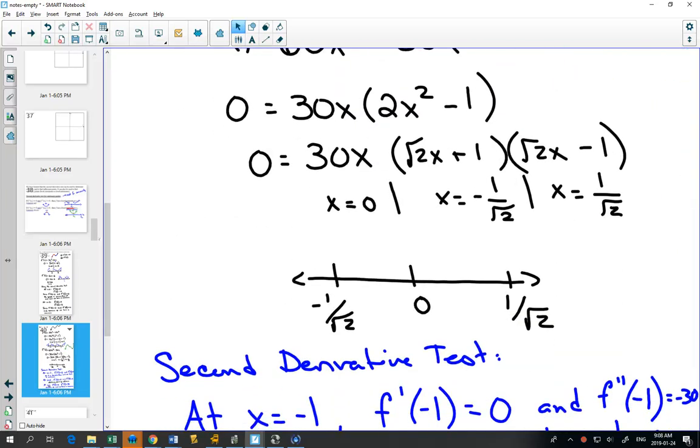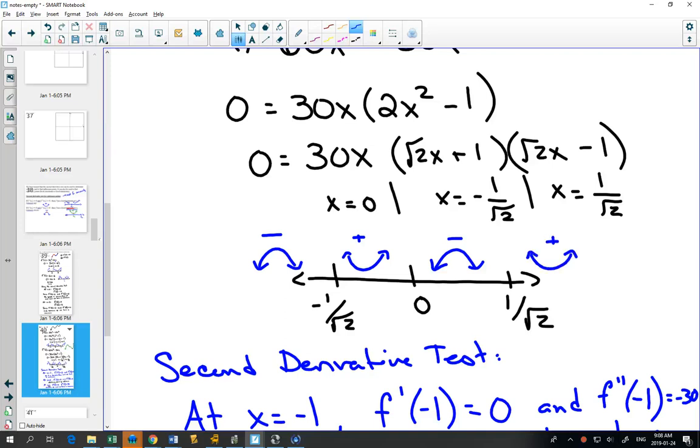From our second derivative test, if we plugged in values into our second derivative here, we would have found out this section is concave down, this section is concave up, this section is concave down, telling you at 0 it is an inflection point. So then you would know for sure that that would be a stationary point of inflection at 0, and then back to concave up.